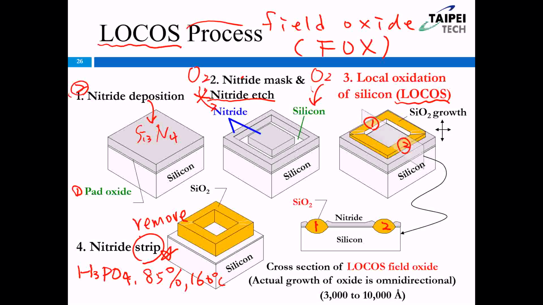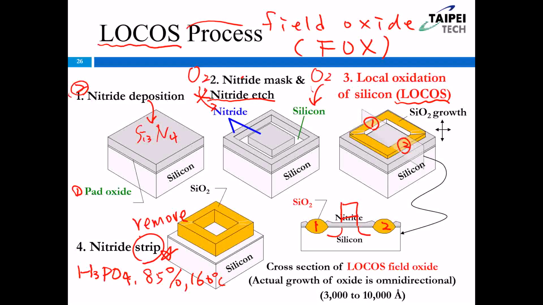So right now, after I strip the nitride, you see how the gray region is gone. After I remove the nitride, I will fabricate the transistor here, okay? Okay, this is the process for the LOCOS, okay?